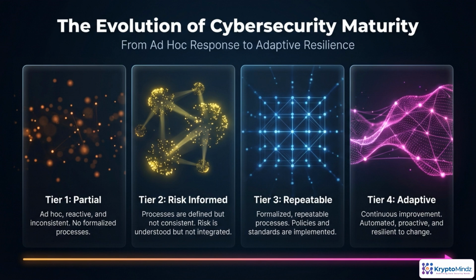NIST CSF 2.0 uses implementation tiers as a simple maturity ladder. At Tier 1, security is mostly ad hoc and firefighting. Tier 2 means you have defined processes, but they're uneven and not fully tied to risk. Tier 3 is where things become standardized, governed, and consistently executed. Tier 4 adds continuous improvement and adapts based on real risk data and feedback. When you apply the CSF, you'll decide where you are today and where you realistically need to be.